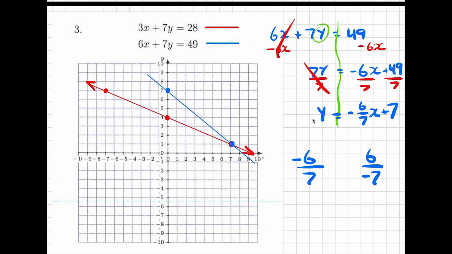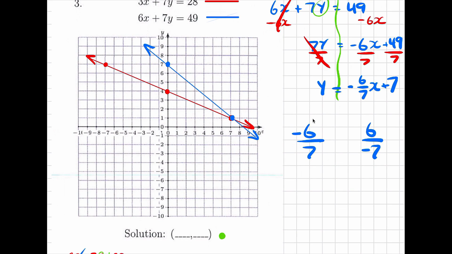There we go. Like that and like that. But it is sharing this point. So that is our solution, which is where we said we're going to put a big green dot. Okay, so what are the coordinates there? Well, the coordinates there are 7 in the x and 1 in the y. So that is our solution, 7, 1.